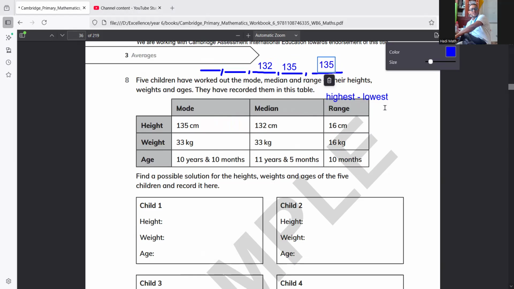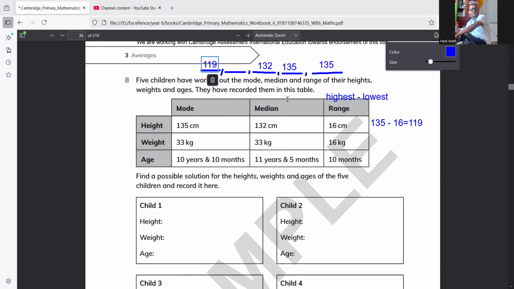Let's see how the range could help us. Range is equal to the highest minus the lowest. I have the highest number here, which is 135. So 135 minus the lowest equals 16. To find the lowest, you could say 135 minus 16, which is equal to 119. So 119 is the lowest one. So go and put 119 over here.